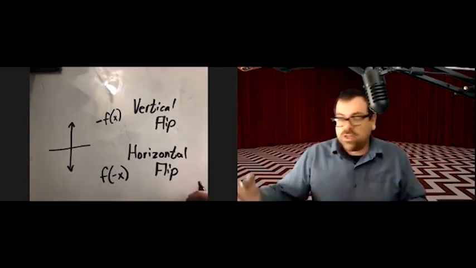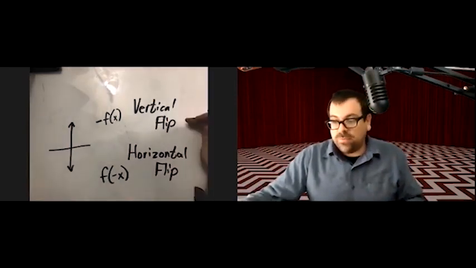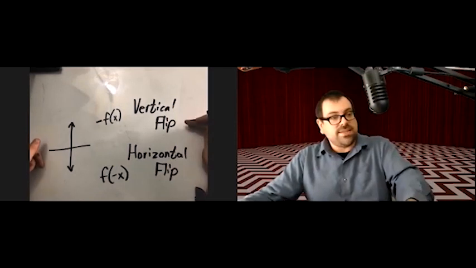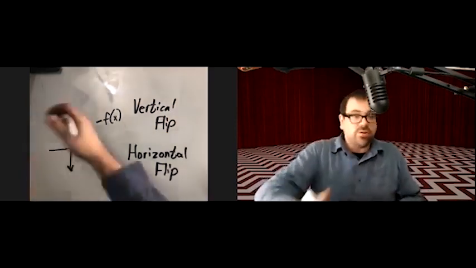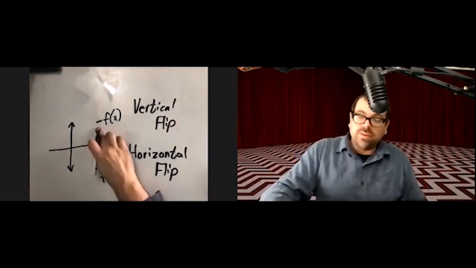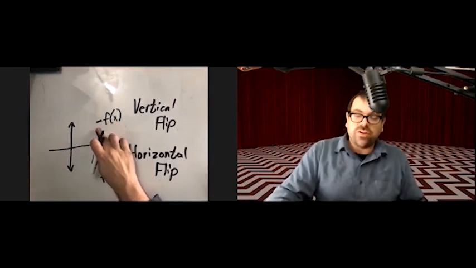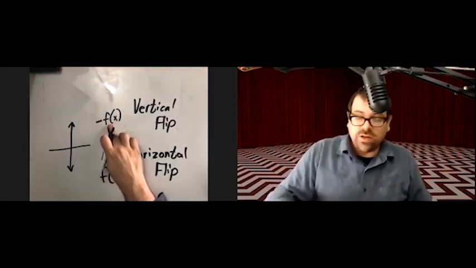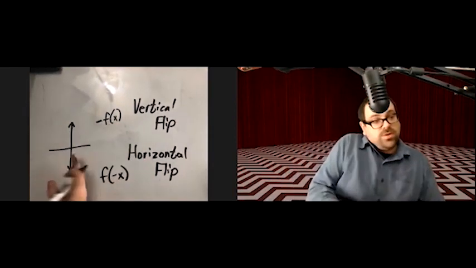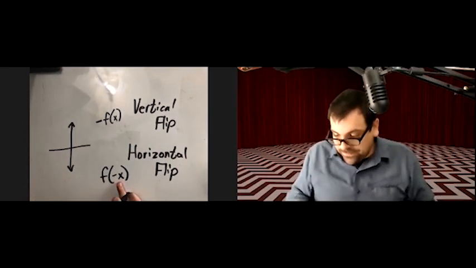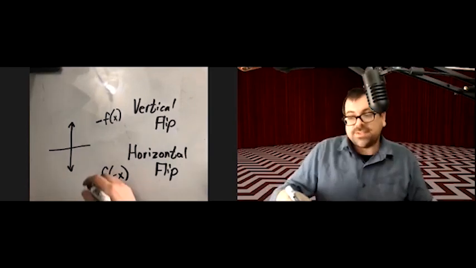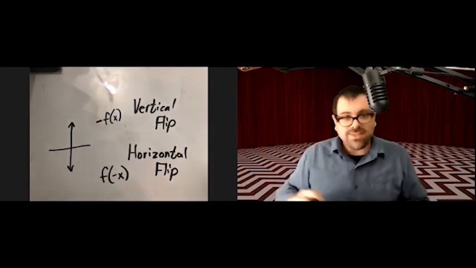Same here. Vertical flip, where the x-axis is the point of revolution. Since it's flipping everything vertically, that's up, down. That is the opposite of the whole function, a negative with the whole function. Horizontal, left, right, that's taking the opposite of just the x itself. Horizontal is x stuff, vertical, y stuff.